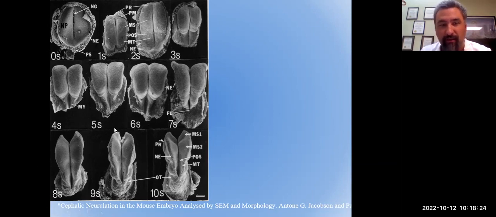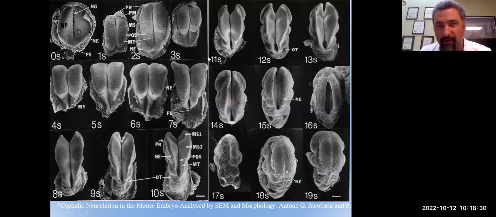Here you see the folding, the indentation occurring. Here the folds come up. And then as the folds come up, we're still at the vantage point of the amniotic fluid. You see them starting to fuse here at 16S. And so here you still have the bathing of the amniotic fluid and the cerebrospinal fluid, right? Because it hasn't completely fused.